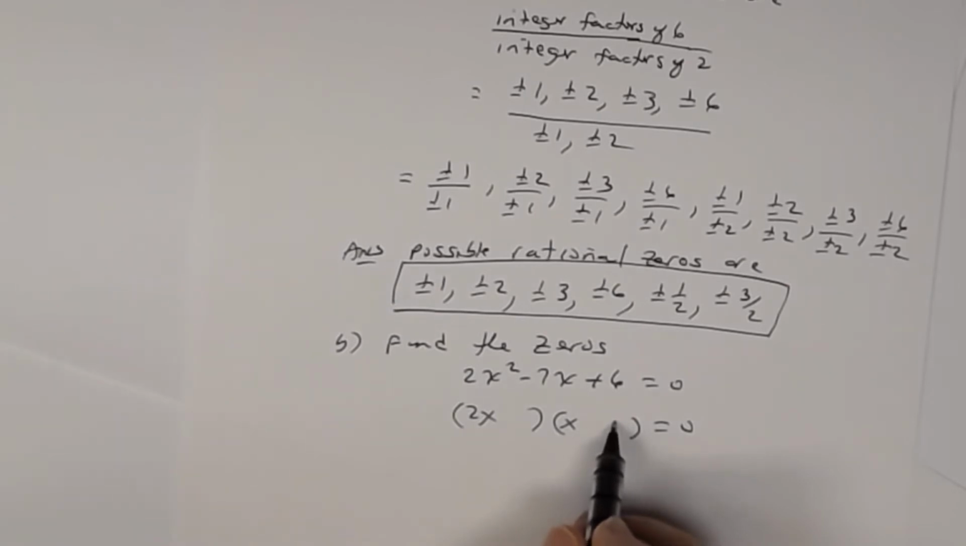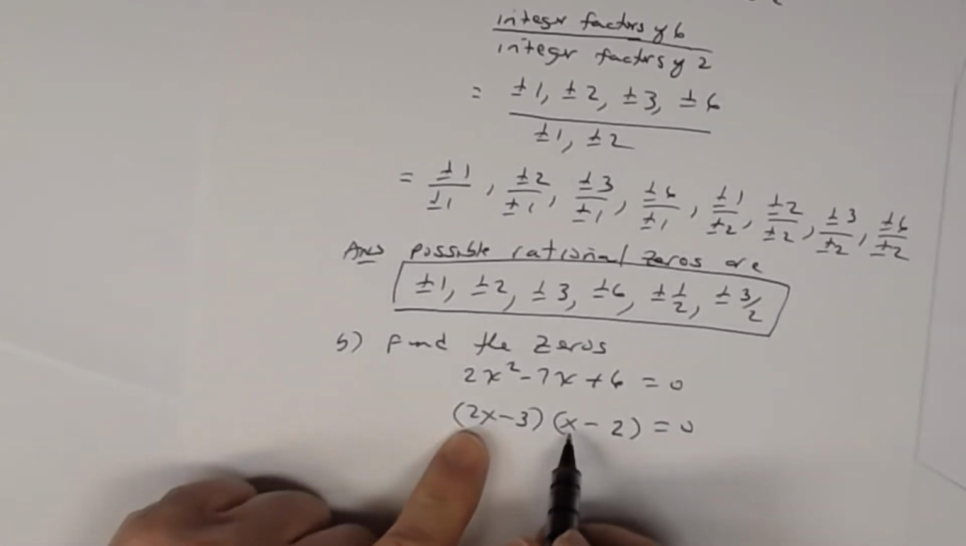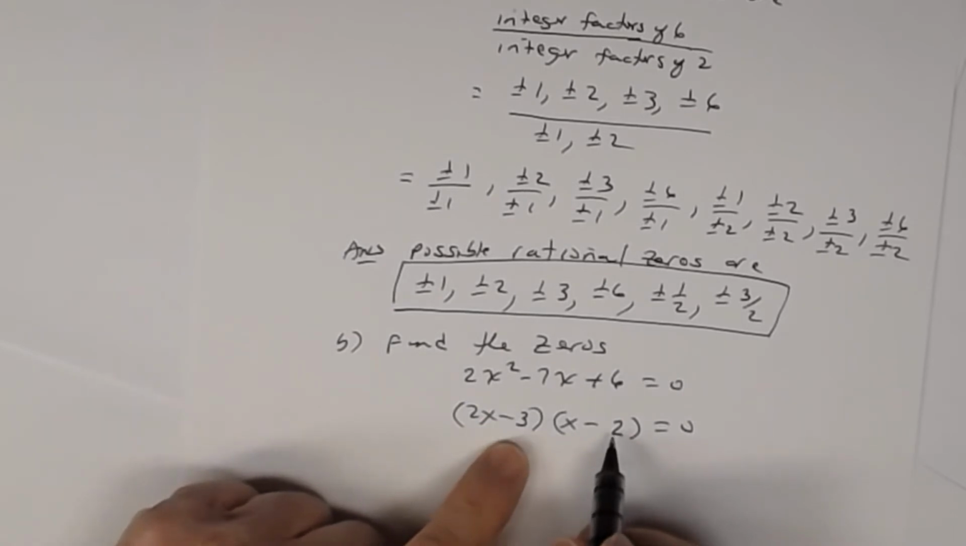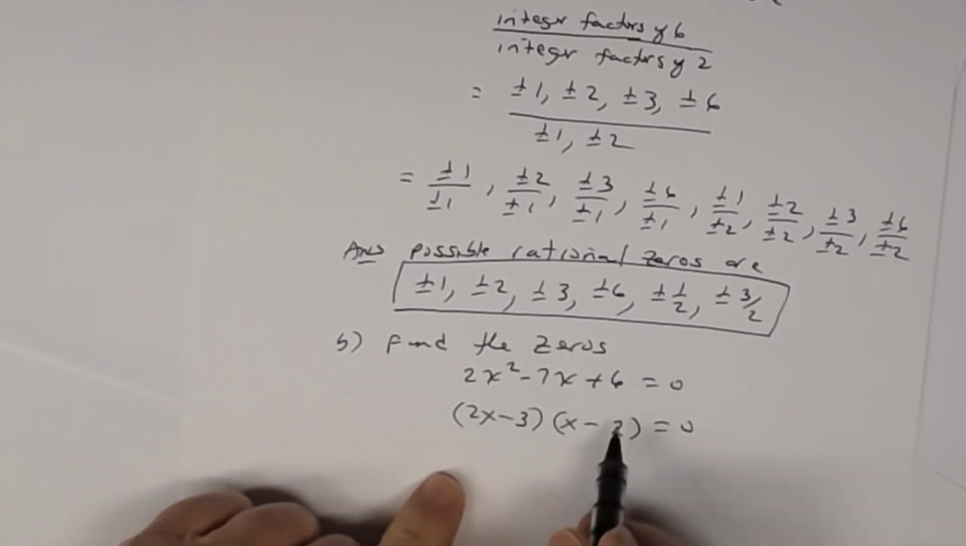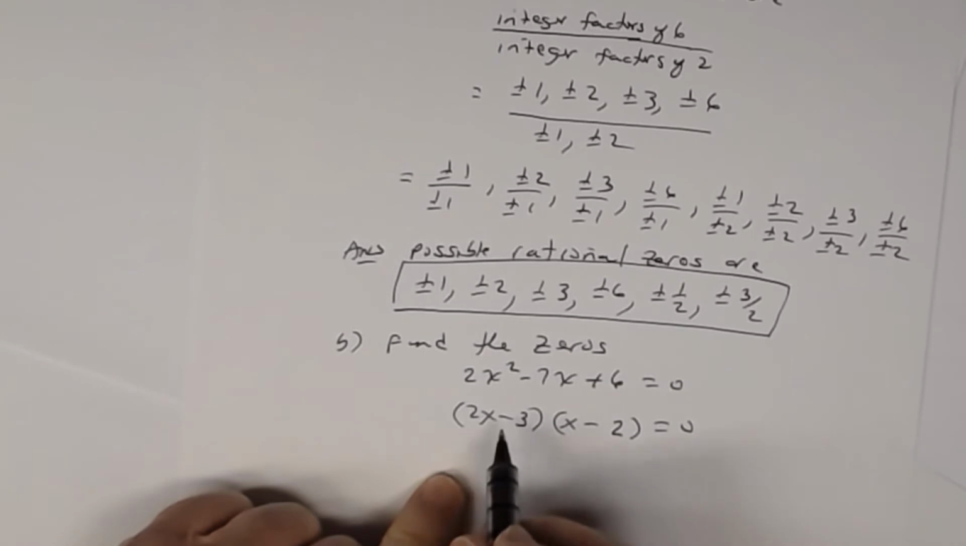So let's put 2 here, 3 here. The last sign's positive, so these have to be the same. They're both negative. And let's verify. 2x times x is 2x squared. A negative 3 times a negative 2 is a positive 6. The outer's negative 4x. The inner's a negative 3x. I get negative 7x.